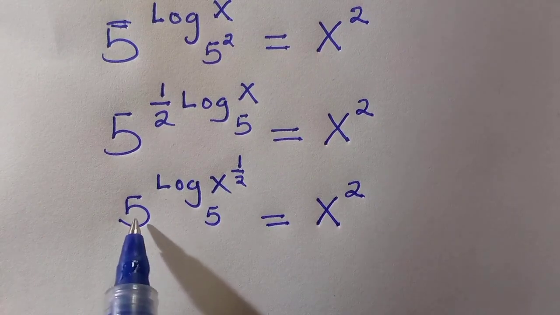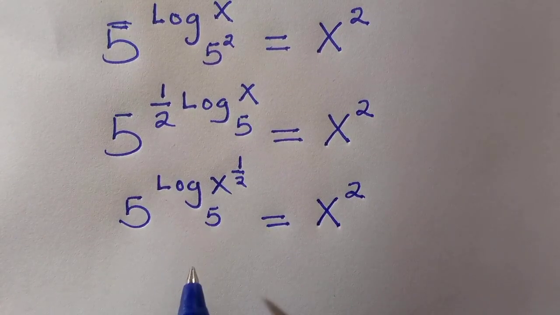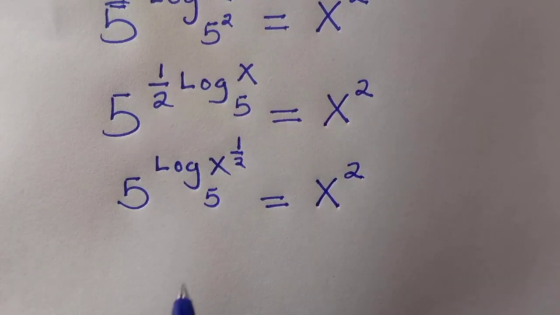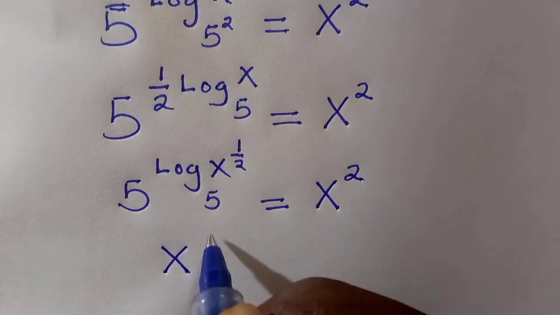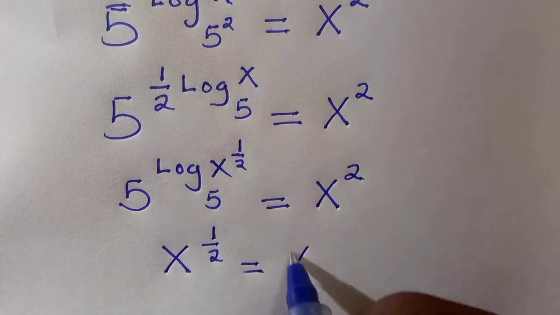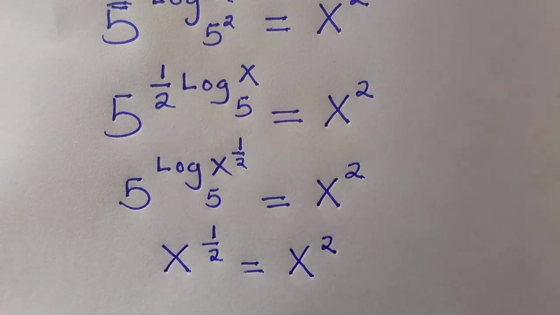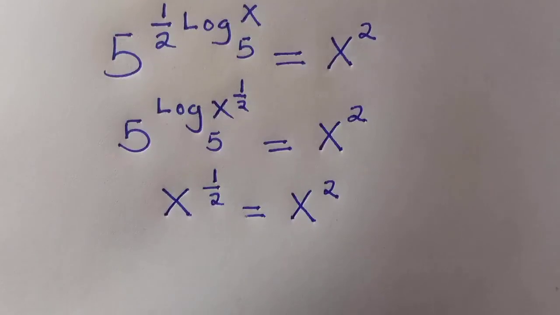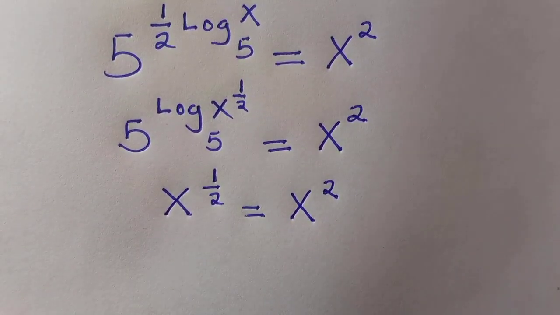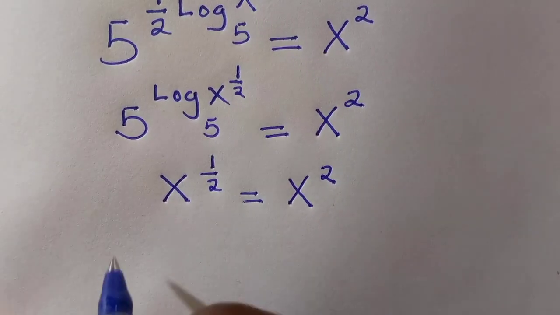And finally, we apply the last rule, which is when we have the base to be 5 and the base of the logarithm is also 5. So we are going to take x to the power of 1 over 2, which equals x to the power of 2. And here it comes to the algebraic equation in exponent form.